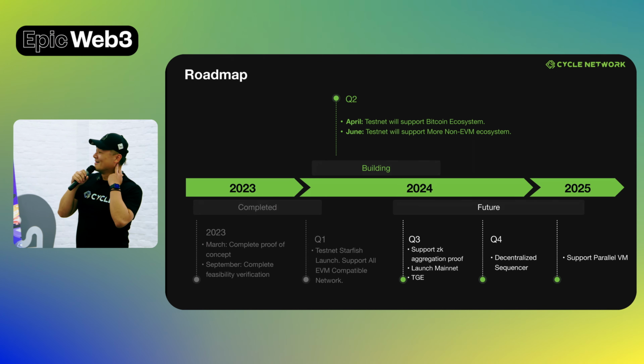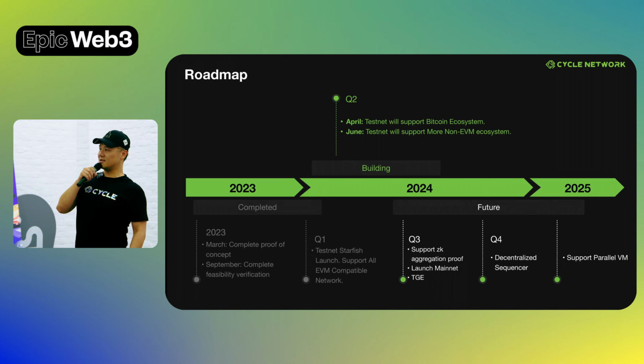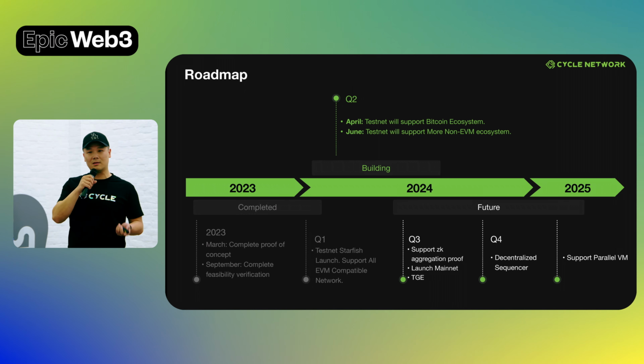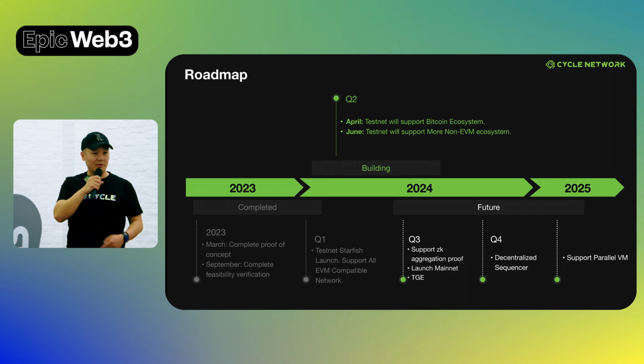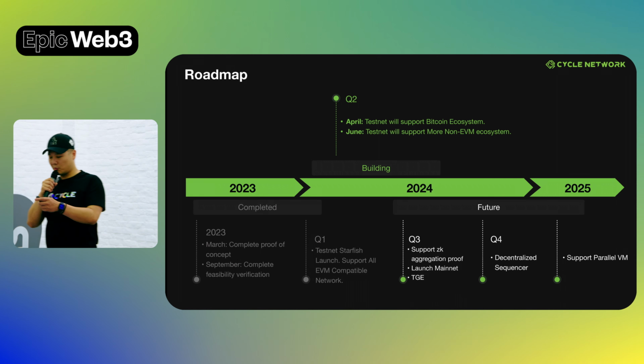Okay, here's about the roadmap. What we did started from 2023, and we already launched the testnet. Right now we are about to support the Bitcoin ecosystem, and in the future we're going to support more NVM systems, and hopefully launch our mainnet in Q3. We're also going to look at decentralized sequencers, or ways to make it more decentralized, as we start with all kinds of frameworks.